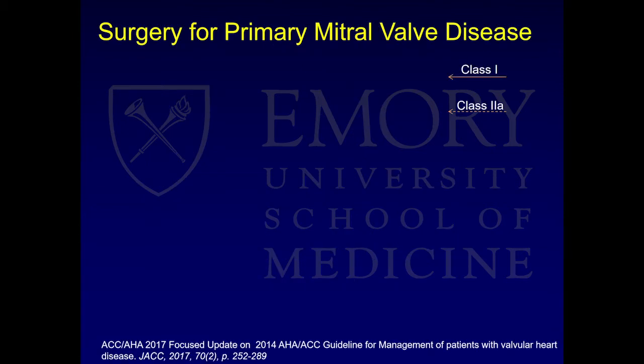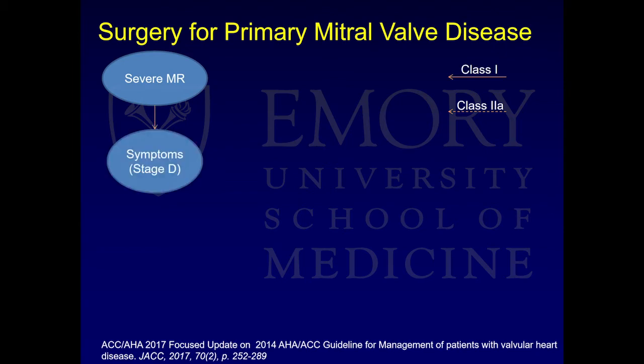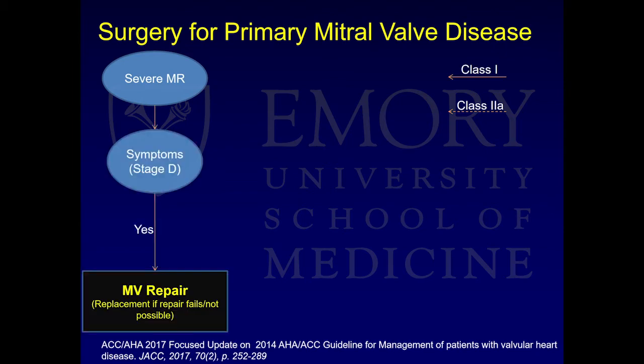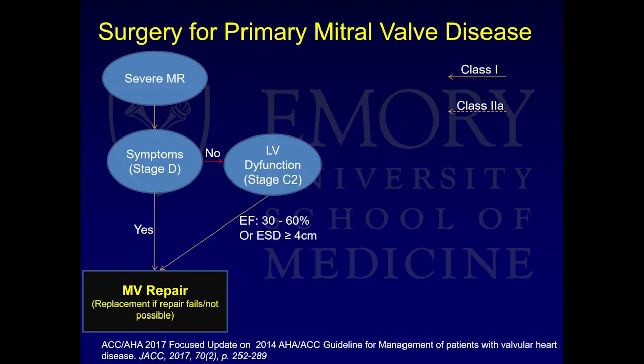So who do we decide to send to surgery for primary mitral regurgitation? You first have to start with severe mitral regurgitation, all right? So severe disease, if they have symptoms, they're stage D, you refer them for surgery, preferably with mitral valve repair. But if they don't have symptoms, but they have LV dysfunction, defined as an EF of 60% or less, not 55, but 60%, or an end systolic diameter greater than or equal to 4 centimeters, that's a class 1 indication. These patients are starting to remodel, starting to have LV dysfunction. They need to go to surgery because they're going to be associated with worse outcomes if we wait any longer.